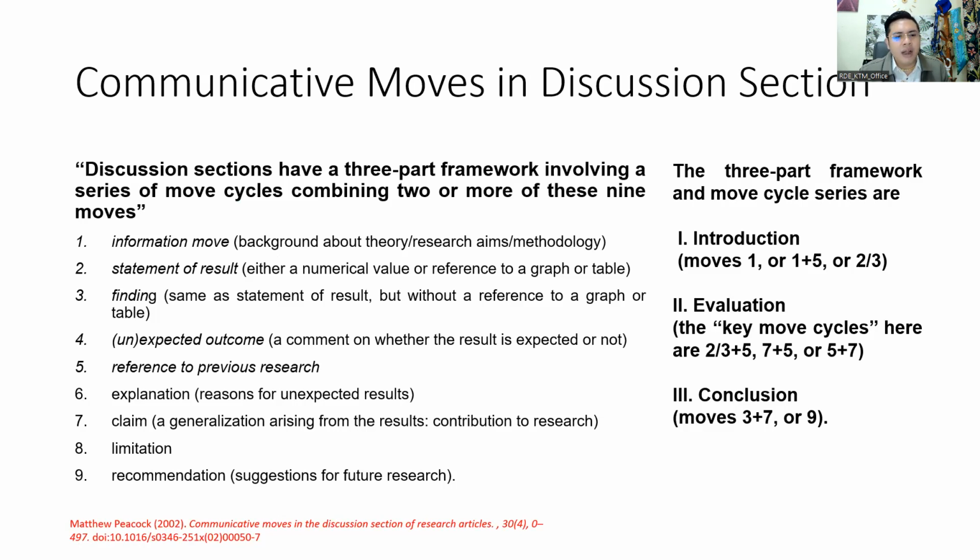The second is statement of result. That's number 2. It could be either a numerical value or a reference to a graph or table. The third one is the finding, same as the statement of result, but without a reference to a graph or table. Number 4, it can be the expected outcome or unexpected outcome, where a comment is made on whether the result is expected or not. Number 5, reference to previous results. Number 6, the explanation, reasons for unexpected results.